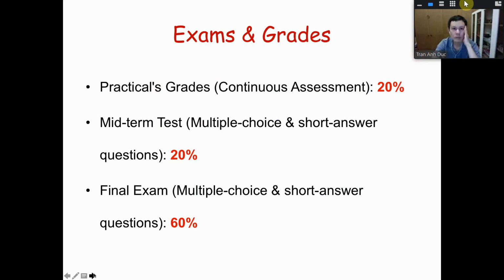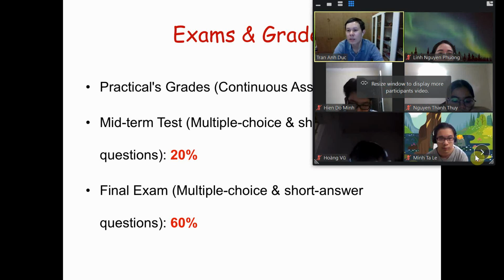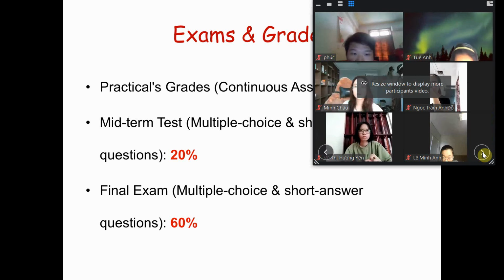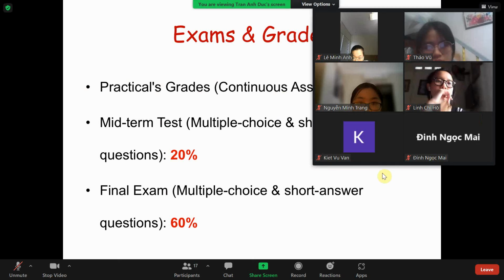Now you have to talk about this as well. The practical component is quite important, and will be taken as the part that we call the continuous assessment grade. It will be based on your practical work and report during the practical. The other 20% will come from the midterm test, and the midterm test will be a form of multiple choice and short answer questions.